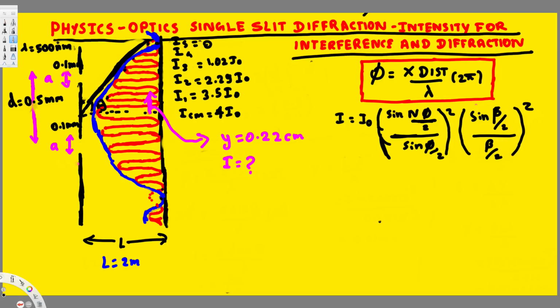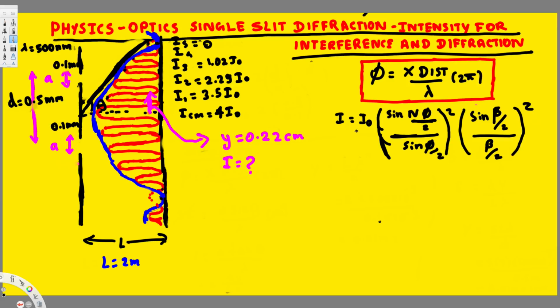In this video we are going to see how to calculate the intensity of the interference pattern that is inside of the central maximum of the diffraction pattern. Here we have the diffraction pattern given by blue color and the interference pattern given by this red color, and we are going to find the intensity at the location that is 0.22 centimeter away from the central maximum of this interference pattern, right?